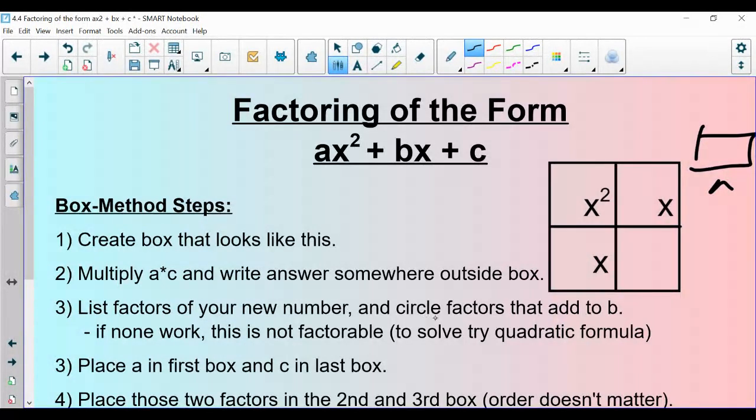And you're going to list the factors of that number. You are still going to be looking for which factor pair would add or subtract to the middle term, the b term. That's not unique to this. We just did this in the last section.